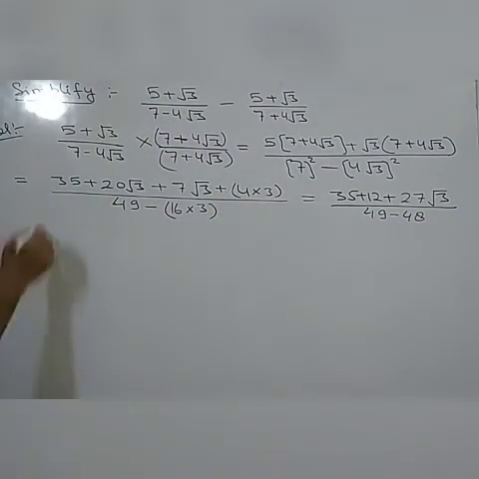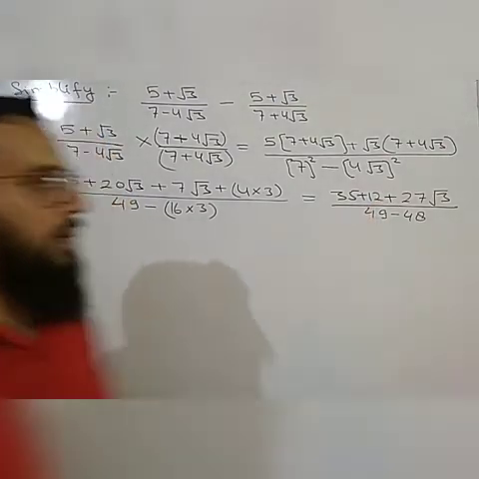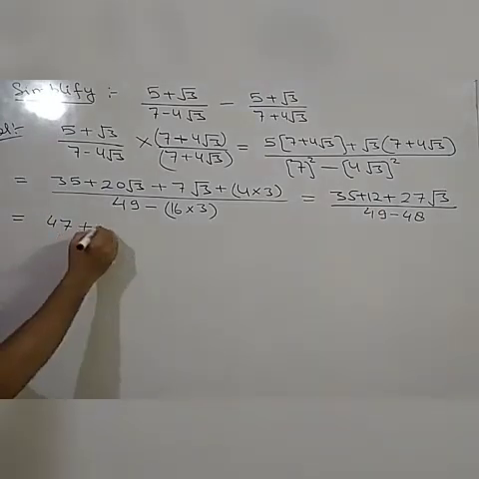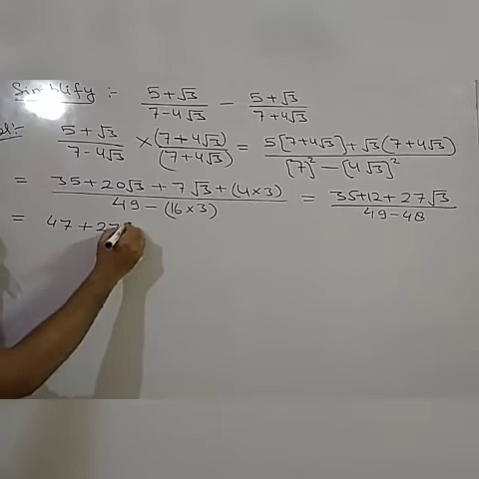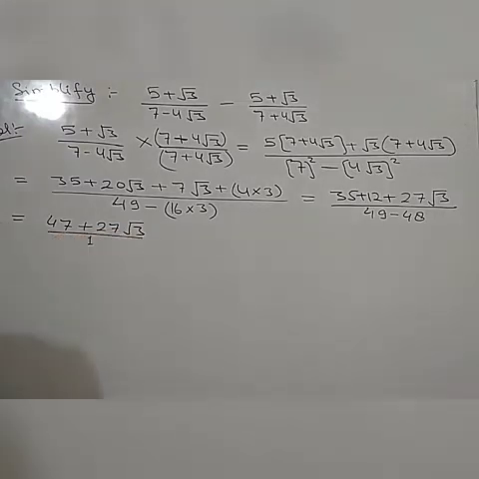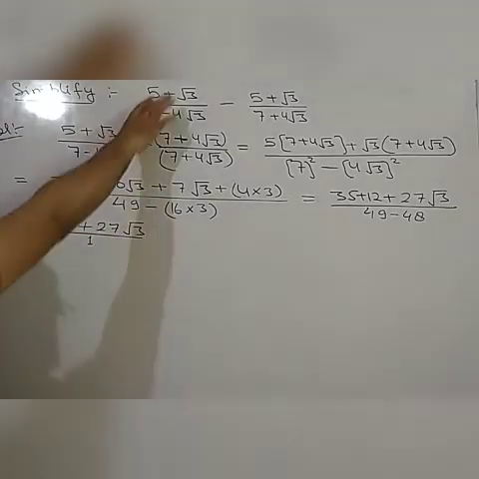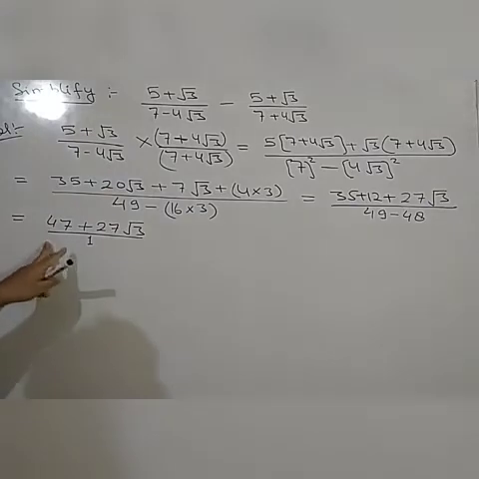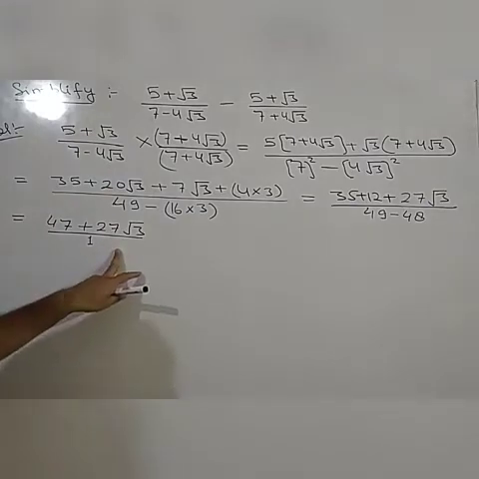So what is the final value? 35 plus 12 will be 47, plus 27 root 3, upon 1. Okay, so this is the value of the first term. We have rationalized the first term, and we got this value: 47 plus 27 root 3.